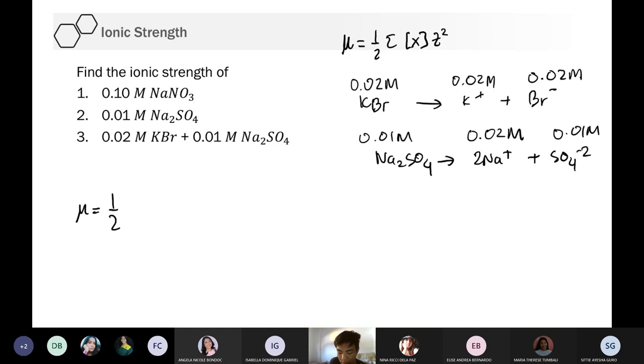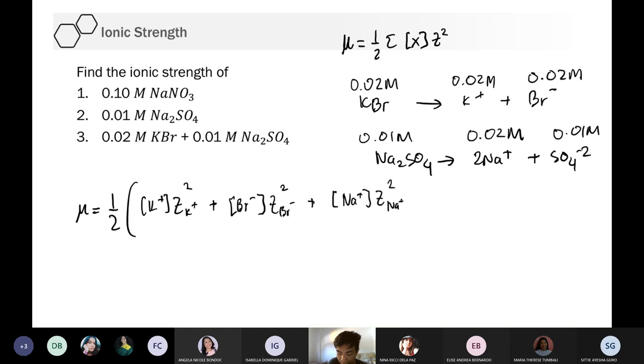So, that is equals to mu equals 1 half. Okay. Let's have potassium muna. So, we have the molarity of potassium times its charge squared, plus the molarity of bromide ion times the charge of the bromide ion squared, plus the molarity of sodium ion times the charge of sodium ion squared, plus the molarity of sulfate ion times the charge of the sulfate ion squared. Okay? So, pinagsama-sama lang natin lahat ng ions natin. And what's next? Ipa-plug in na natin sila.